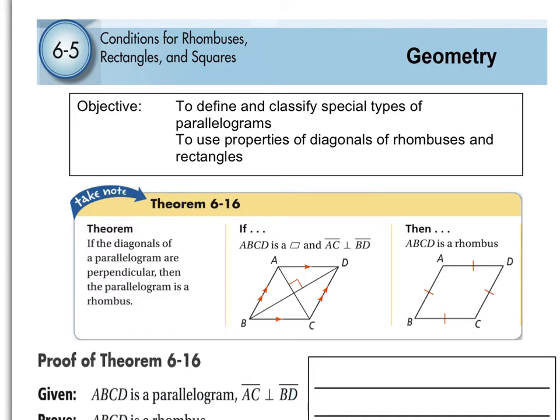Okay, so we're going to go through these quick because these are the same types of things that we looked at before. Very first theorem, theorem 6.16, says, if the diagonals of a parallelogram are perpendicular, then the parallelogram is a rhombus. We know for sure that it is a rhombus. We don't need to know that all four sides are equal. If the diagonals are perpendicular, it's going to be a rhombus. Okay, that's the first one.